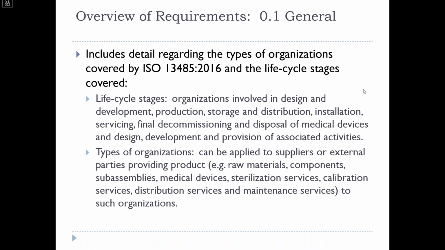Regarding the types of organizations, the standard is applicable to suppliers or external parties providing product. So maybe raw material, resin that eventually gets molded into a plastic product, component parts, maybe a printed circuit board, sub-assemblies, final medical devices, as well as sterilization services, calibration services, and distribution and maintenance services. All these life cycle stages and all these different types of organizations are applicable to ISO 13485.